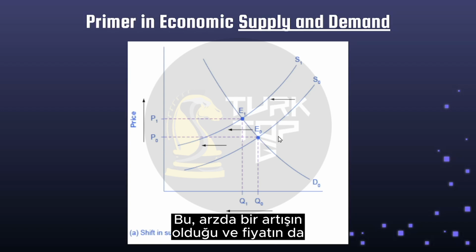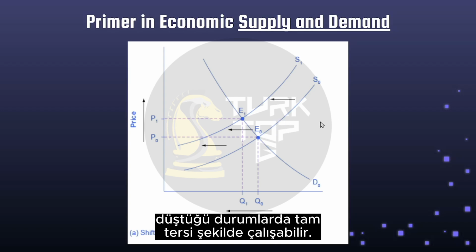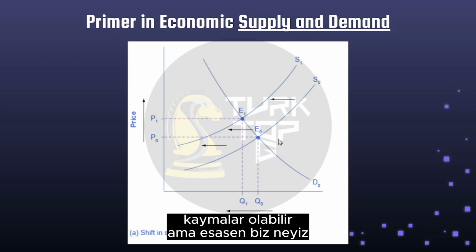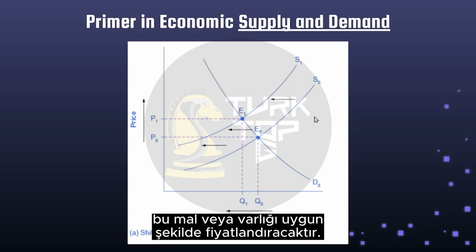This can work the other way around, where you have an increase in supply and that lowers the price as well. And you can have shifts in demand and supply all over the place. But essentially what we're looking at is the equilibrium. And the equilibrium moves around and shows us where the market will appropriately price that commodity or asset.